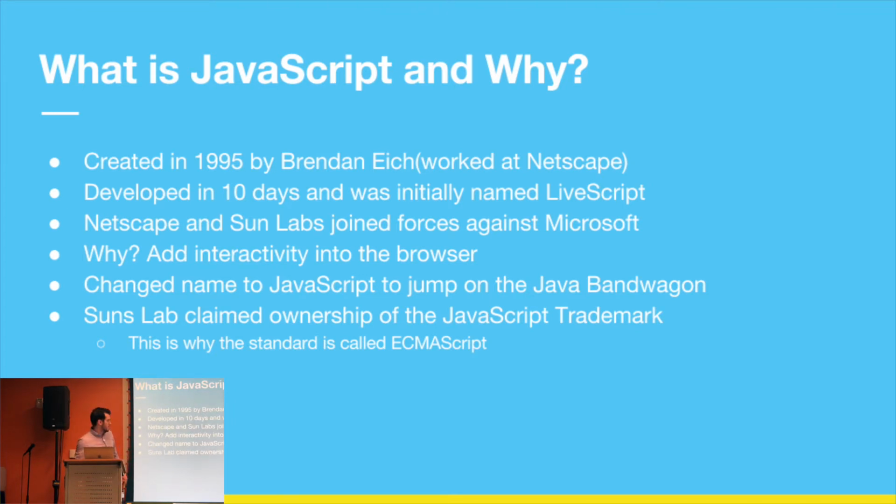And like this next one right here. Sun's Lab claimed ownership of the JavaScript trademark. So why is that important? Well, this is why the standard's called ECMAScript and not JavaScript. Meaning you have ES5, ES6, ES7. There's a reason why it's not JS5 or JavaScript 1, JavaScript 5, JavaScript 6, like we have Ruby 1, Ruby 2, Swift 1, Swift 2, right?